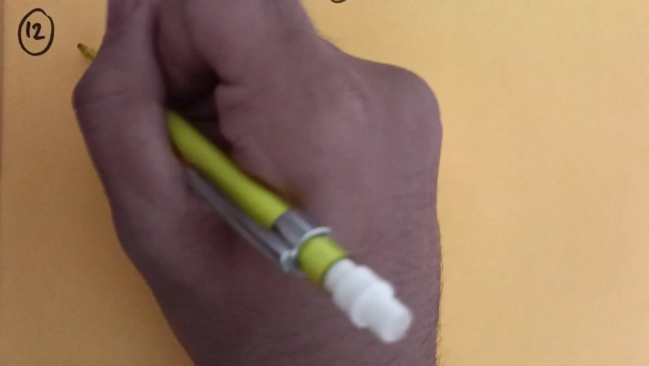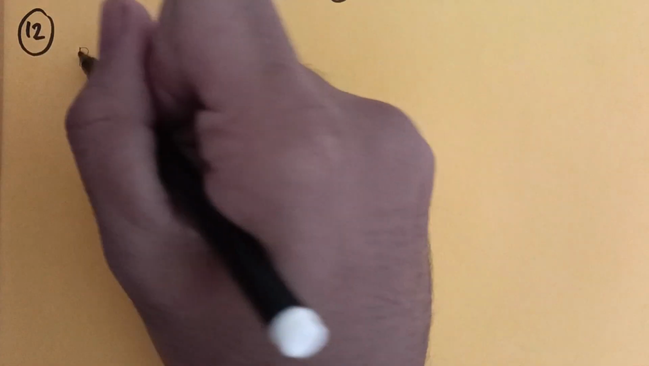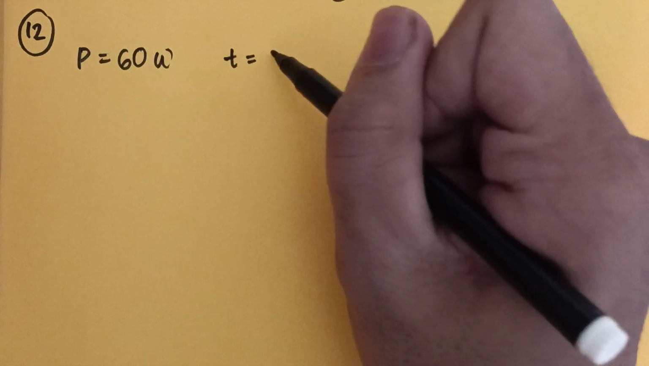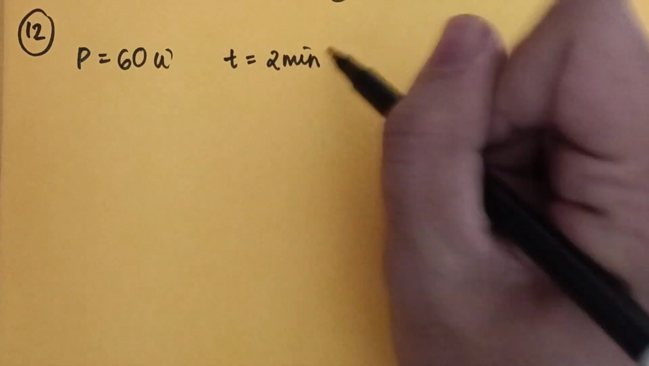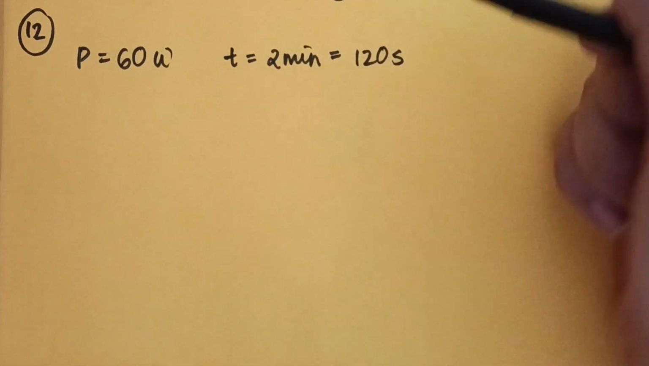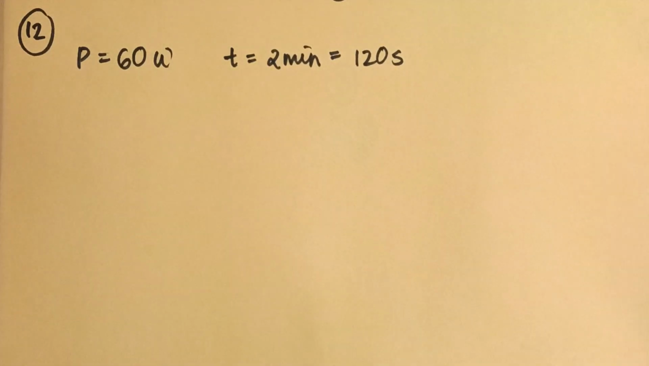Question 12. We have a boy who produces an average power output of 60 watts as he rides his bicycle. So power P equals 60 watts, and he rides his bicycle for 2 minutes. So time t is equal to 2 minutes, which is also equal to 120 seconds. Now, how much useful energy does he expend?